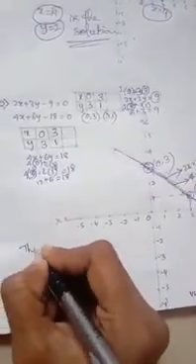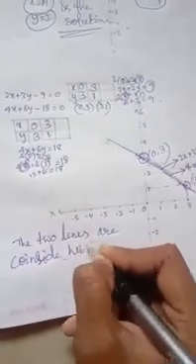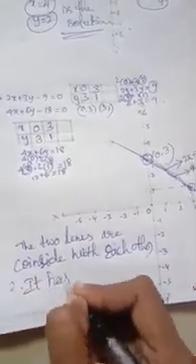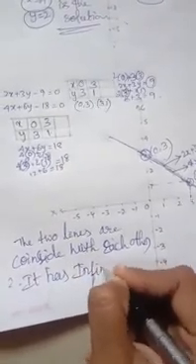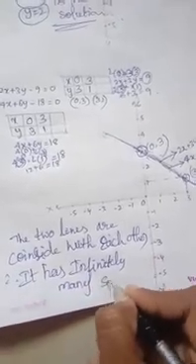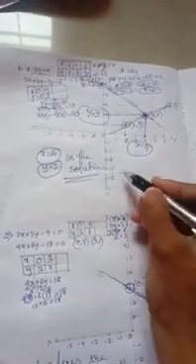Therefore, the two lines coincide with each other. Therefore it has infinitely many solutions. When the two lines intersect at one point, we get only one solution.